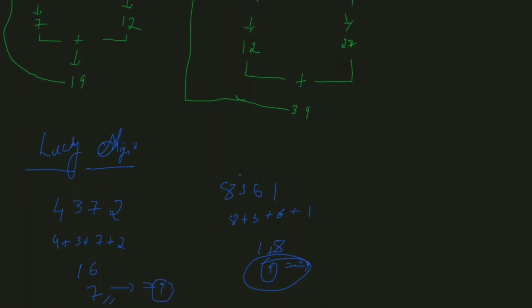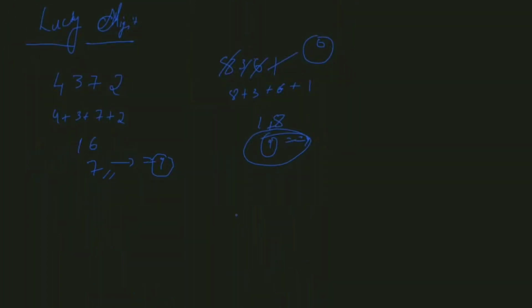Or else, 8 and 1 make 9, and 3 and 6 make 9. So this gets cancelled, and the remaining is 0 itself, right? If your remaining is 0, then it is called a lucky digit number. Same thing, you will do with other numbers also, like 7, 2, and 5, 4. 5 and 4 form one combination and become 9, and 7 and 2 form one combination, so it becomes 0. If you are getting like this, then it is called a lucky digit number.